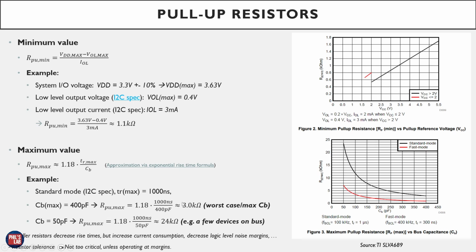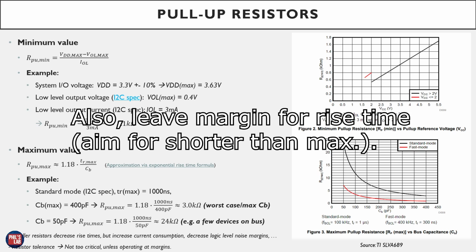Now, in many cases, we will not get close to 400 picofarads of bus capacitance. Let's say we only have a couple devices on the bus, rather short traces, and then we might only have a bus capacitance of, let's say, 50 picofarads. Plugging that into the formula again, we see our maximum pull-up resistor value then becomes 24 kilo ohms, which is significantly higher than 3 kilo ohms. A higher pull-up resistor value, of course, means lower power consumption, but it does mean a slower rise time, for example. But now we see how we can get a minimum and maximum value.